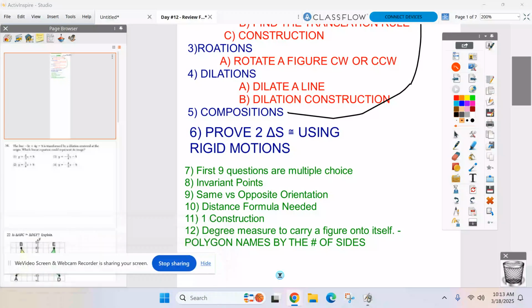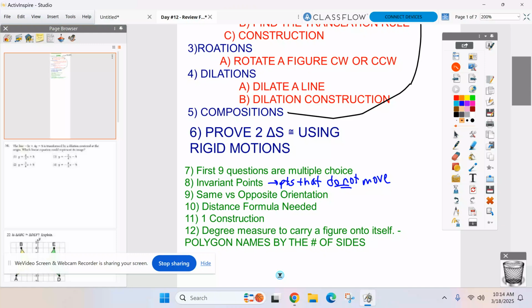Next up, what are invariant points? Because I'll ask a question there. Connor, invariant points? Points that don't move in transformation. There you go. Points that don't move. So I reflect, rotate, translate. Points that do not move. Okay. Same versus opposite orientation. What's the only one that results in opposite orientation? Reflection, correct. A line reflection. And you will need the distance formula tomorrow. Heads up with that. You will need the distance formula on one of the questions, so I will not provide that, as you know.